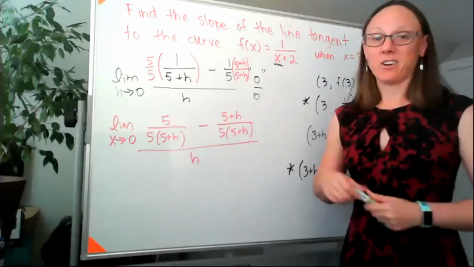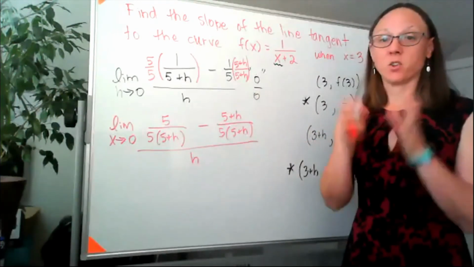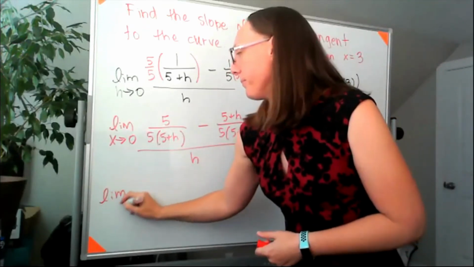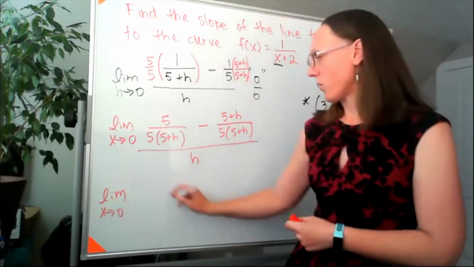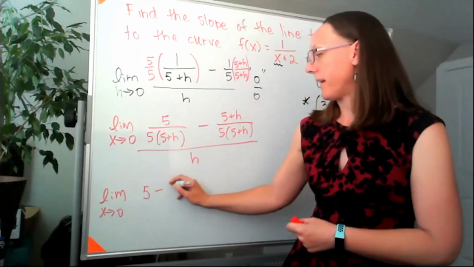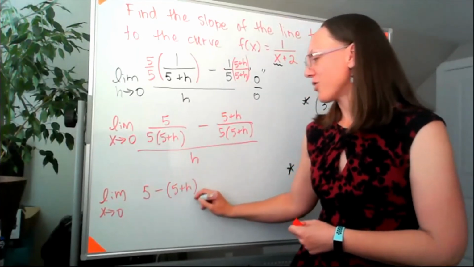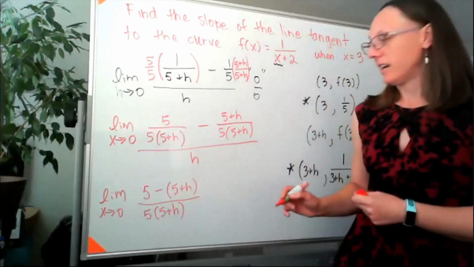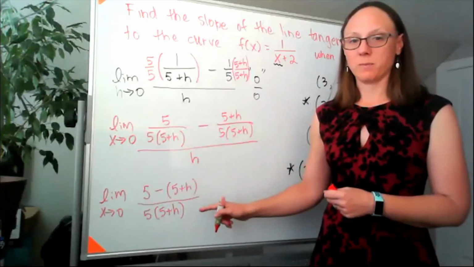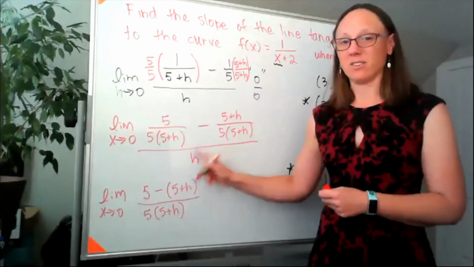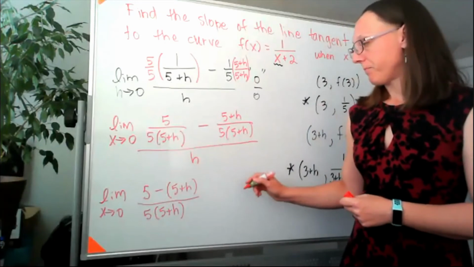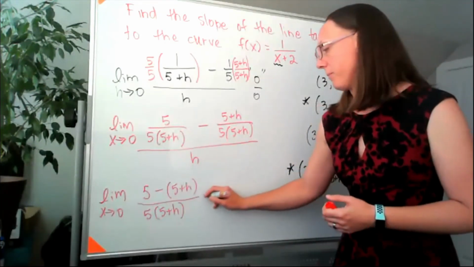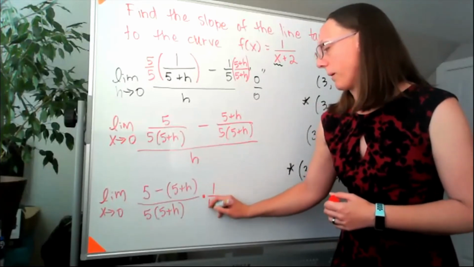Well, the reason to get a common denominator on the top is so that we can combine that into one fraction. So that this looks like 5 minus 5 plus h all over 5 times 5 plus h. Now, I'm running out of board space here, but that whole thing is still divided by h. I'm going to write that whole thing divided by h in a slightly different way, because I can think about that as multiplying by 1 over h.